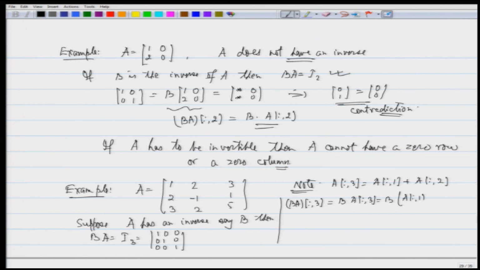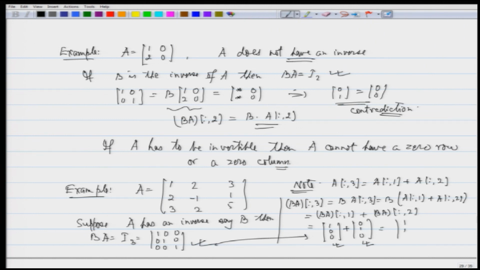which is B times the first column of A plus the second column of A, which by matrix multiplication is the first column of BA plus the second column of BA. The first column of BA from this part is 1 0 0, and from the same part the second column is 0 1 0. So, this gives me 1 1 0, but the third column of BA from here is 0 0 1, they are not equal.